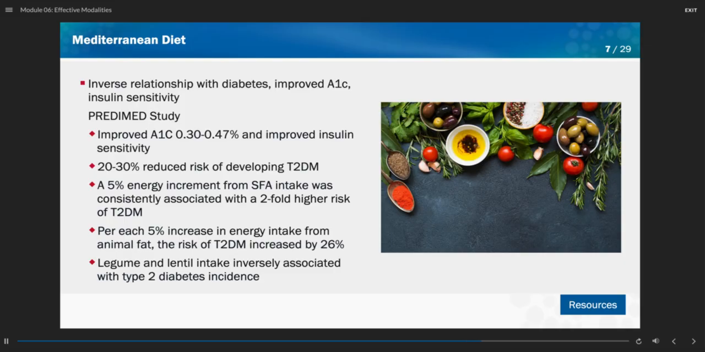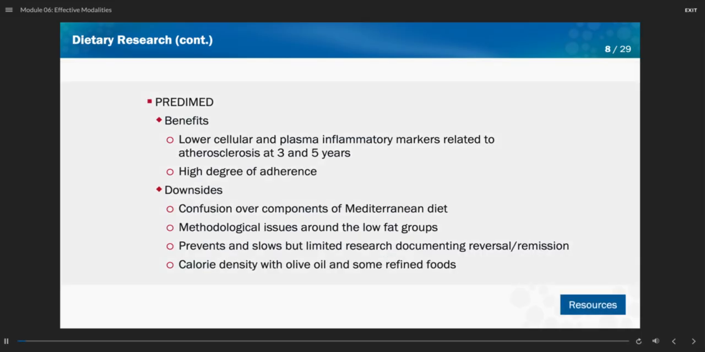And that's important as we consider information later in this presentation when we talk about the use of paleo or keto diets. They also found in the PREDIMED study that per each 5% increase in energy intake from animal fat, the risk of type 2 diabetes increased by 26%. Again, another important finding in relationship to the popular paleo and keto diets today. And then also supportive of the plant-based diet, they found that legumes and lentils were inversely associated with type 2 diabetes incidence.